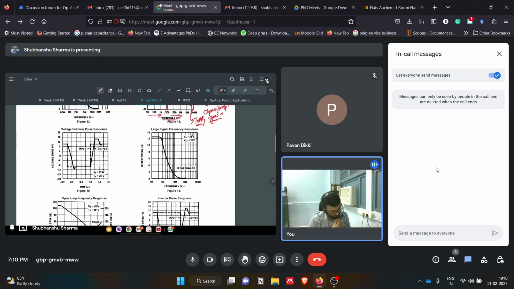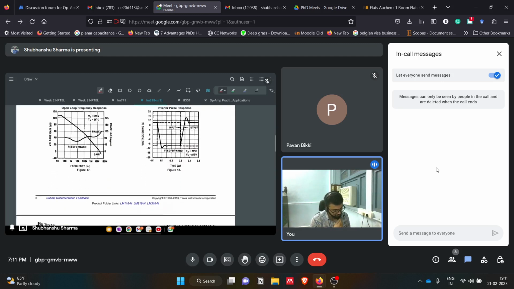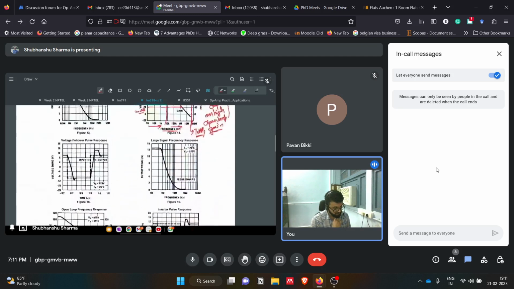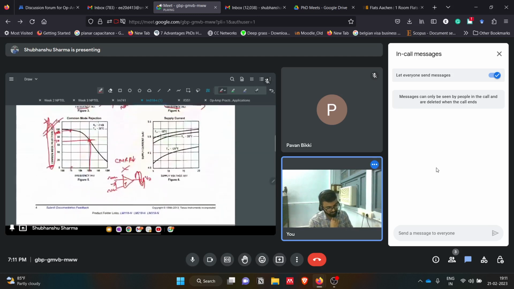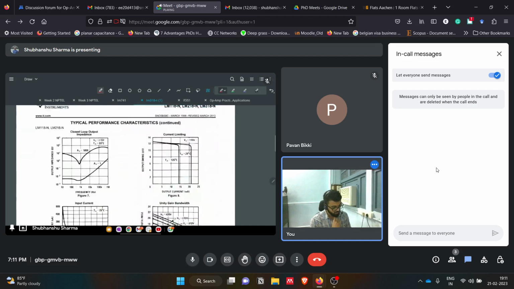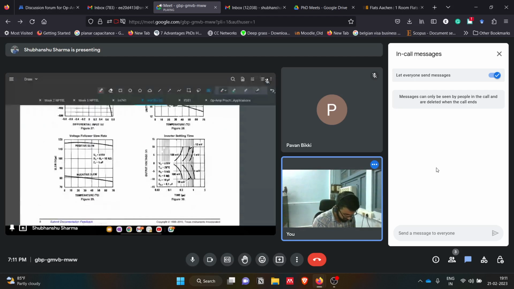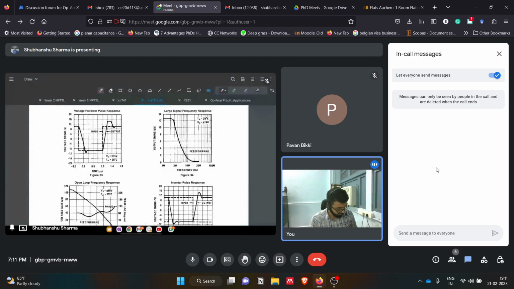Output swing was there. These are important characteristics when you look at an op-amp. When you are buying an op-amp, you should look at the open loop frequency response and the CMRR. These two characteristics you should really look at, and the rest you can go through. These are all for different purposes.